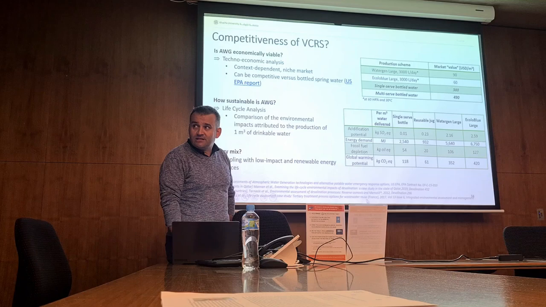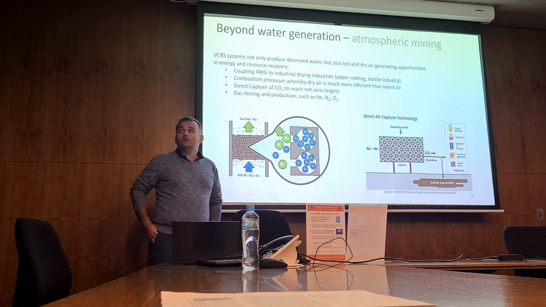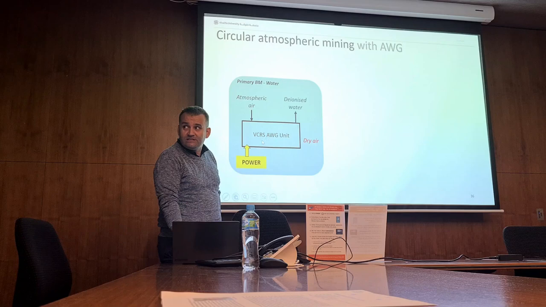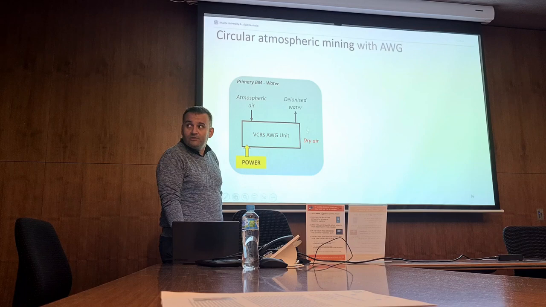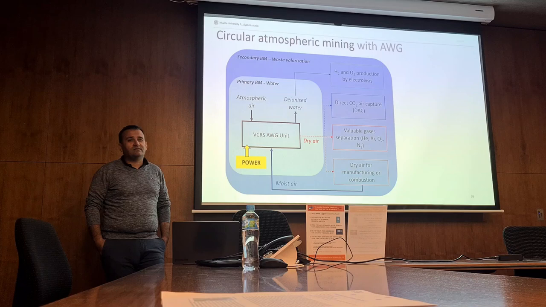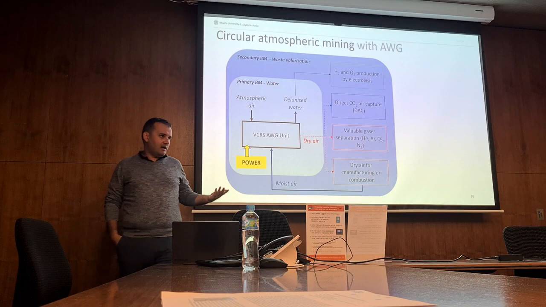And we're also trying to see how we can go beyond just water generation, looking at atmospheric mining. And that's what I was mentioning before for CO2 and hydrogen. And in that case, what we are trying to do is to move from a fairly linear approach where we have that VCRS unit, which we have to power, where we get obviously moist air in and dry air out and water out, to a system where we can actually integrate extraction of other valuable gases like helium, CO2, and so on. Because we get very dry air, about 10-15% humidity, which is required anyway to extract any of the gases from the atmosphere, if you want to. You cannot use moist air, it's not going to work.